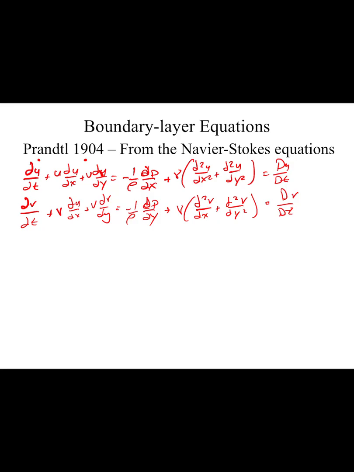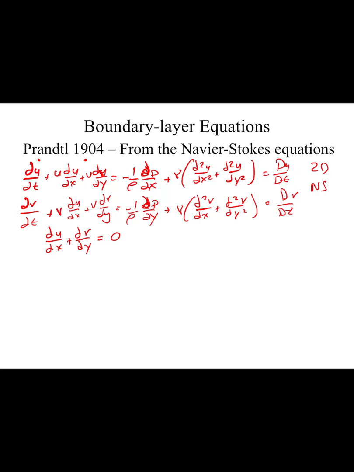In the most formal sense, we'll keep these as partials. This is our general form that we're looking at for 2D, so these are the 2D Navier-Stokes equations. And then usually to go with that in 2D, we'll have our conservation of mass equation in differential form, du dx plus dv dy equals 0.